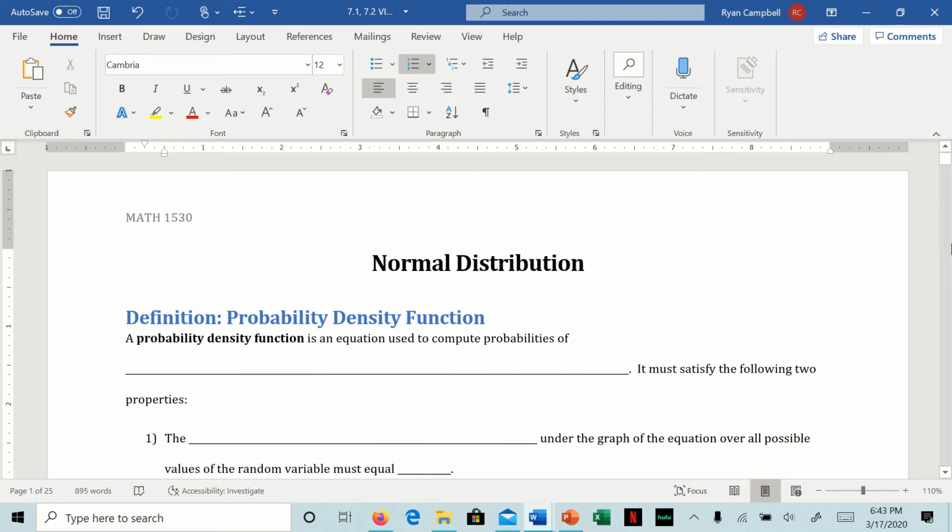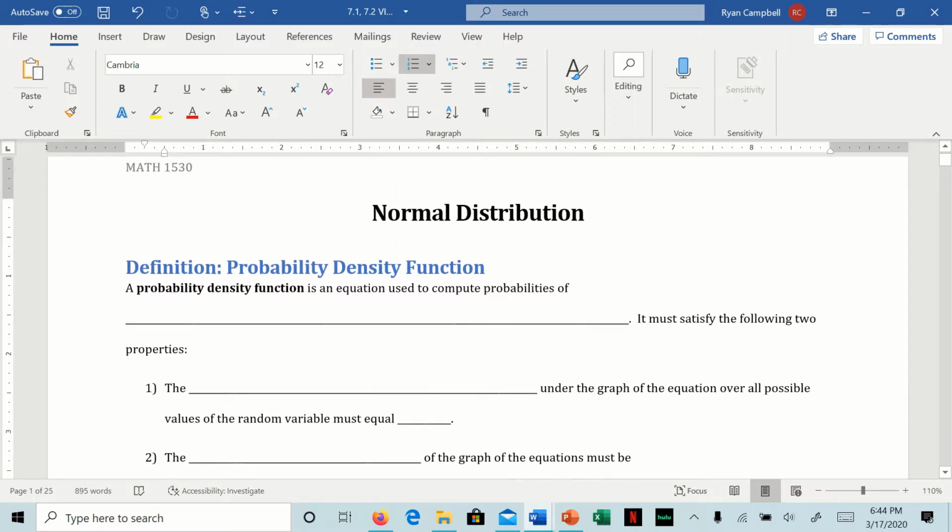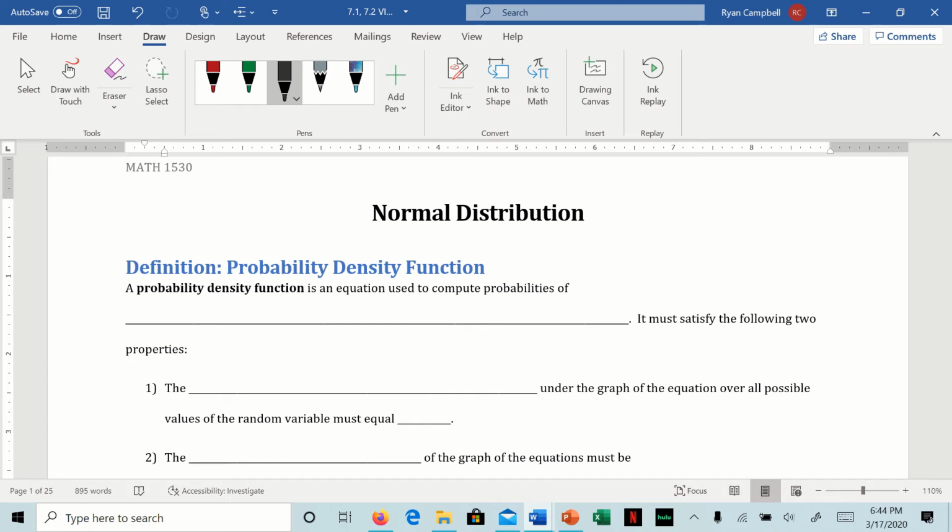All right, so here we go, normal distribution. Let's just start from the top. Before we can talk about normal distribution, let's talk about probability density functions. Previously we've talked about probability distributions, and that was specifically with discrete data. Now, and for the rest of the semester, we'll be talking about continuous data, specifically continuous random variables. So that's exactly what this is.